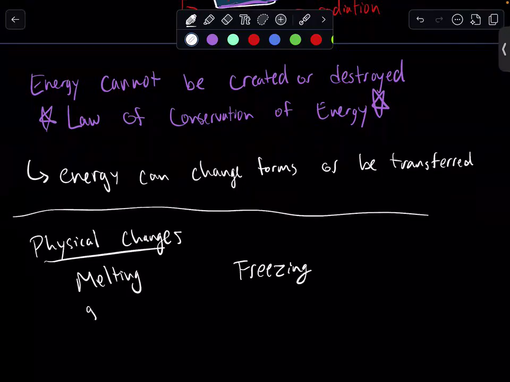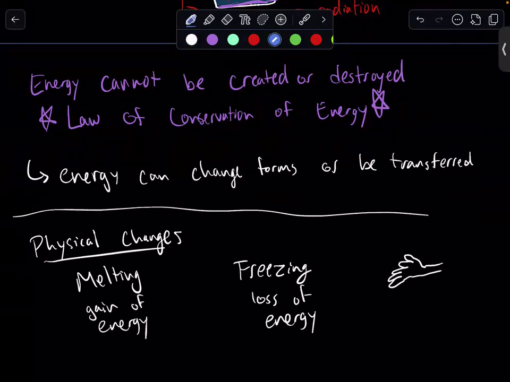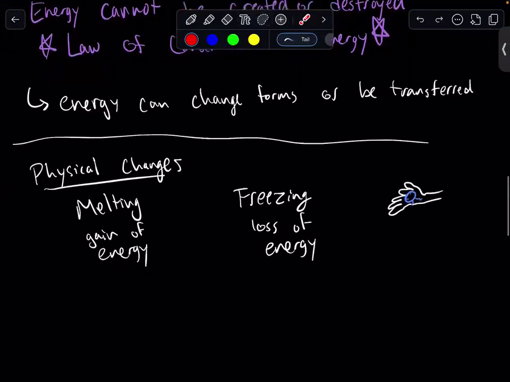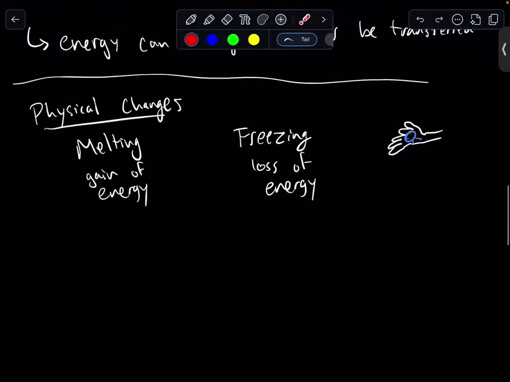Melting happens through a gain of energy, while freezing happens through a loss of energy. If you have an ice cube in the palm of your hand, it starts to melt and your hand starts getting cold. Your hand starts getting all frigid. Now, the reason that happens is the ice cube is stealing your energy and therefore it is melting. So we often have a lot of physical changes that are associated with the gain or loss of energy.